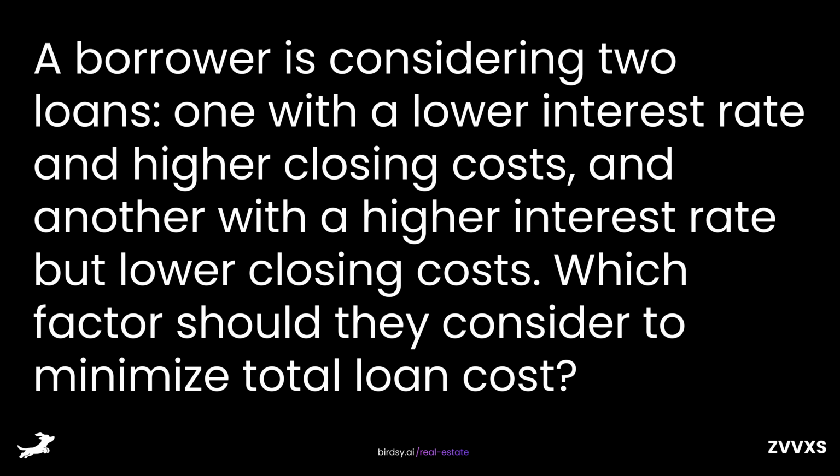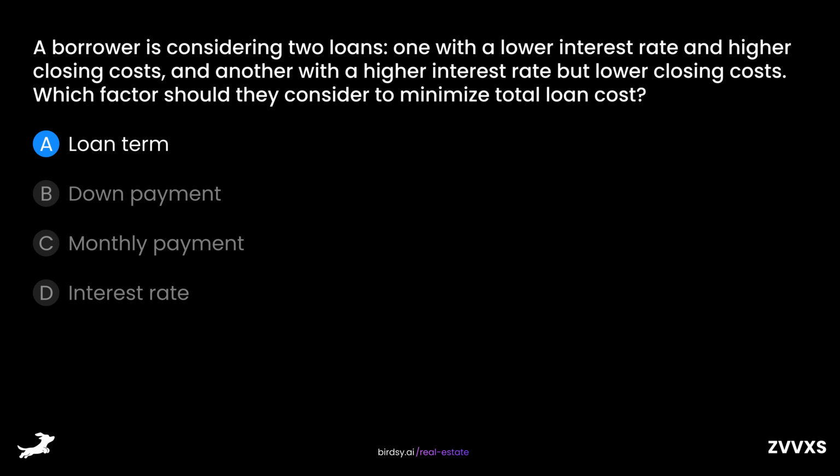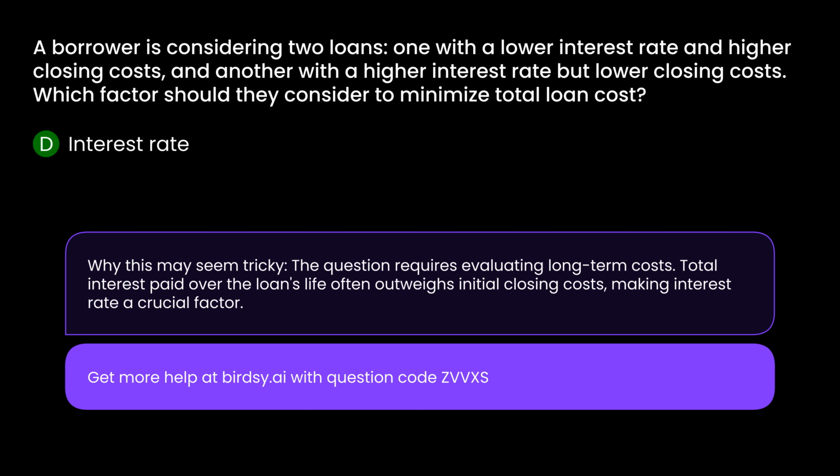A borrower is considering two loans, one with a lower interest rate and higher closing costs, and another with a higher interest rate but lower closing costs. Which factors should they consider to minimize total loan cost? Is it A, loan term, B, down payment, C, monthly payment, or D, interest rate? The answer is D, interest rate. Why this may seem tricky. The question requires evaluating long-term costs. Total interest paid over the loan's life often outweighs initial closing costs, making interest rate a crucial factor.